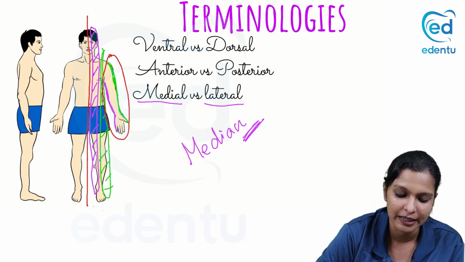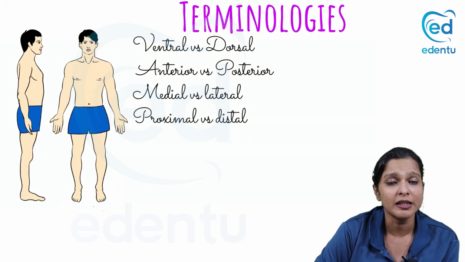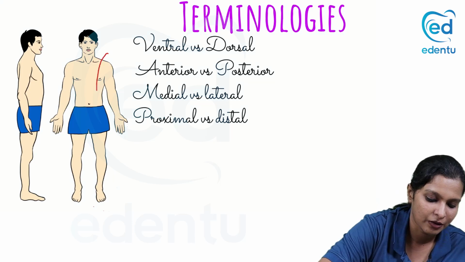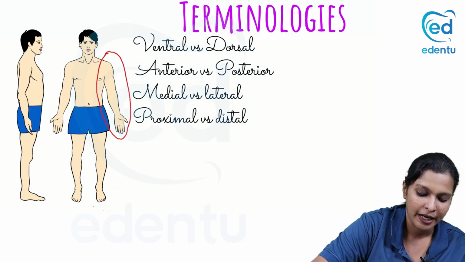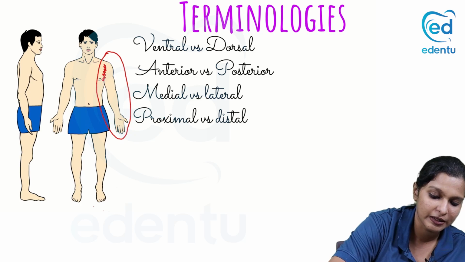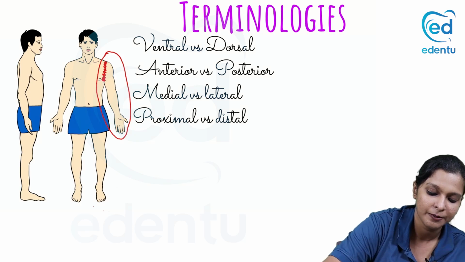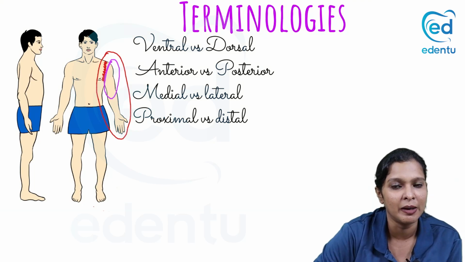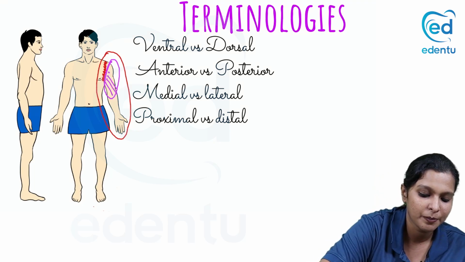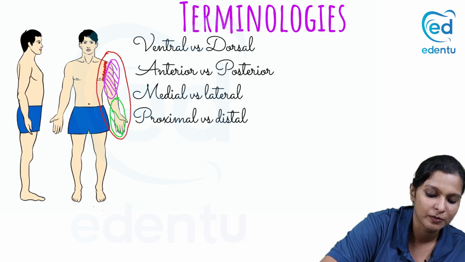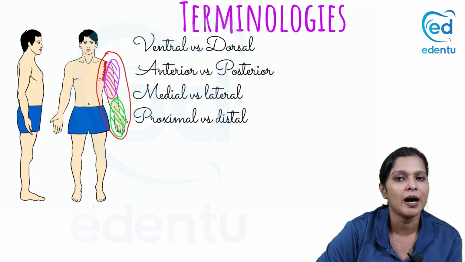We'll move on to see the next pair of terminologies, that is proximal versus distal. Now for the upper limb, this is the upper limb. Anything close to the root, this is the root region because it is attached to the rest of the body, right? So anything close to the root is called the proximal part. So this forms the proximal part of the upper limb, whereas this away from the root forms the distal part of the upper limb.